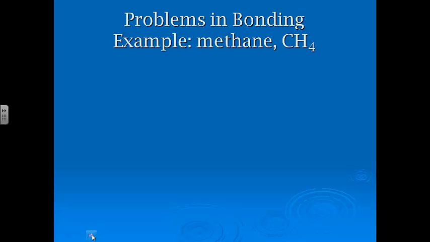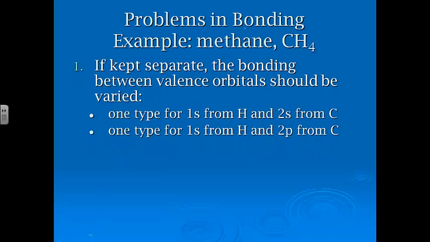Okay, now with hybridization, again, you may want to read this just because it's different. We're going to start by explaining that there are some problems if we really look at the bonding in something like methane. If we keep things separate, the bonding between the valence orbitals should be varied. I'm going to draw this out in just a second, but there'd be one type for the 1s from hydrogen and the 2s from carbon, and one type for the 1s from hydrogen and the 2p's from carbon.